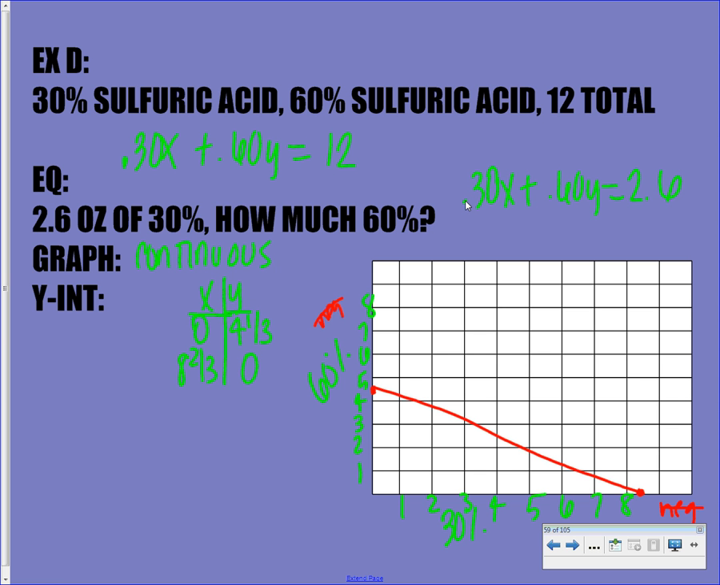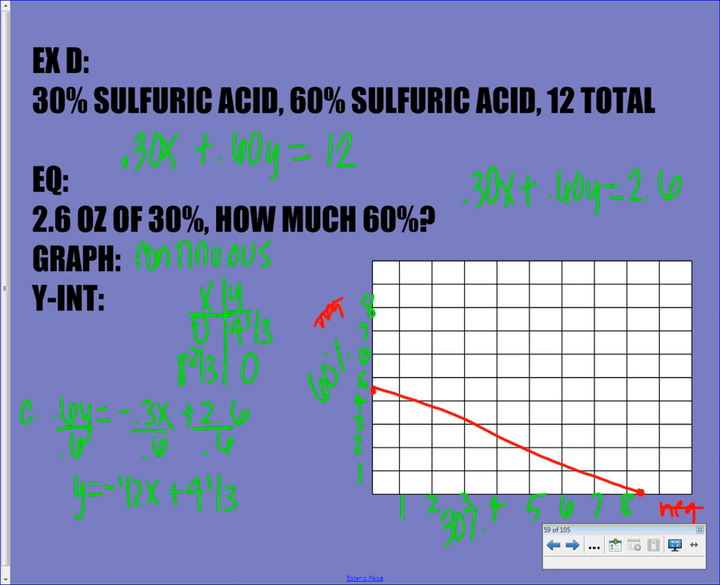If we take a look at example C, it says rewrite in slope-intercept form. Slope-intercept form is y equals, so I'll move my 0.3x to the other side. So 0.6y equals negative 0.3x plus 2.6, and then I would just divide everything by 0.6, so I can get y by itself. So I'd have y equals negative 1/2 x plus 4 1/3. If you had improper fractions, that's okay.